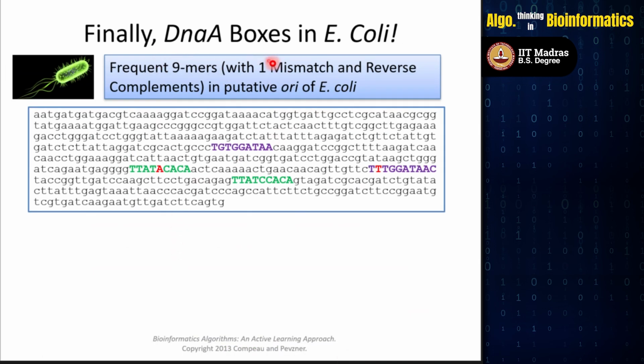So, if you look for DNA boxes in E. coli as frequent 9-mers with one mismatch, including reverse complements, in the putative replication origin of E. coli, then you get this particular 9-mer that occurs 4 times with mismatch of at most 1, right.